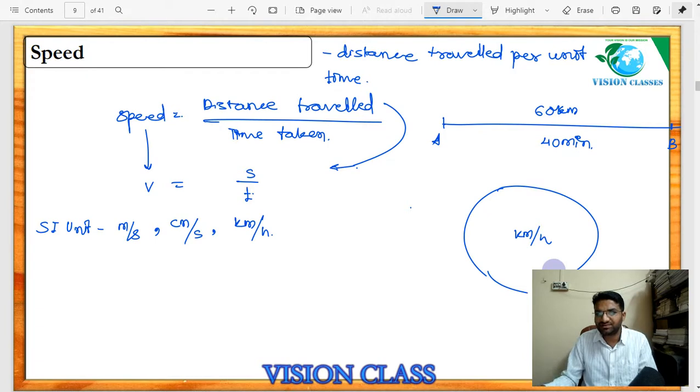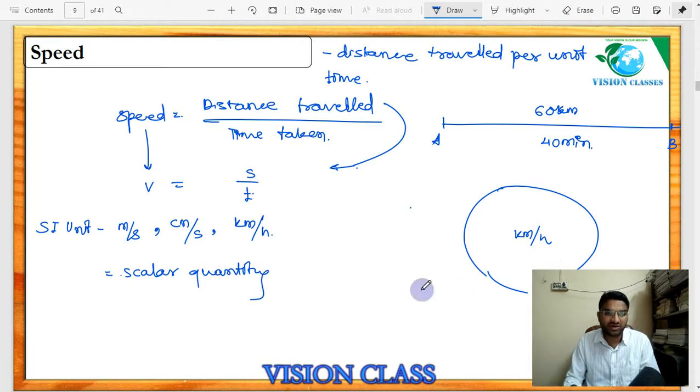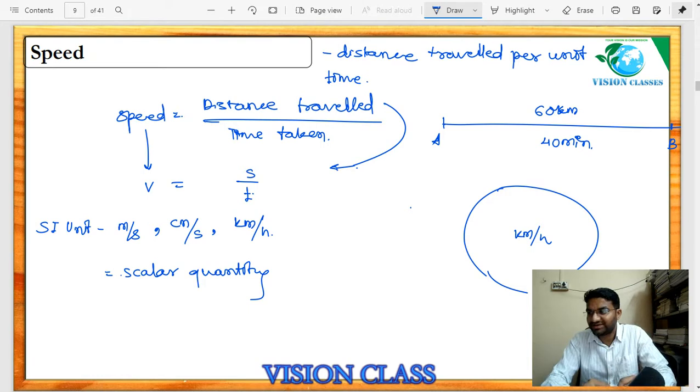In the case of speed, we don't know the direction, so we have only the magnitude. That's why it's just a scalar quantity.